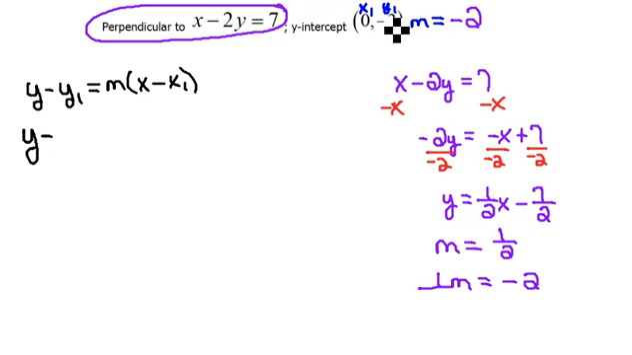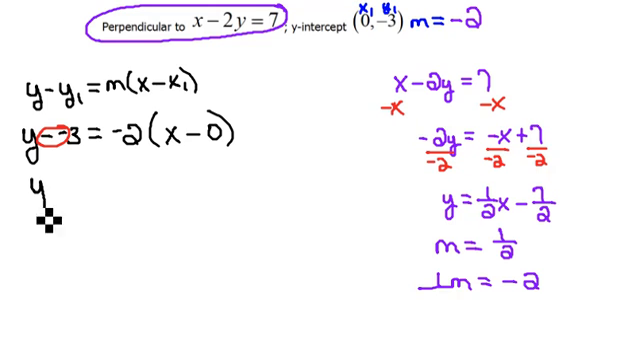y minus, our y1 here is -3, equals the slope, which we found to be -2, times x minus the x1, which is 0. So again, this double negative is a positive always. So y plus 3 equals -2 times x, which would be -2x. -2 times 0 is 0, so we're not going to write that.